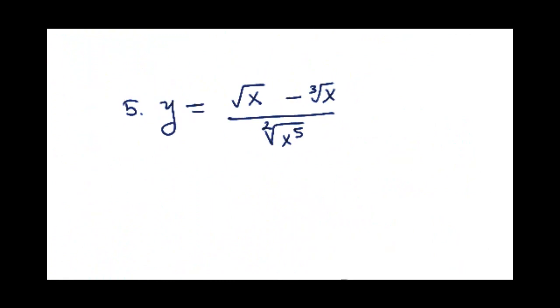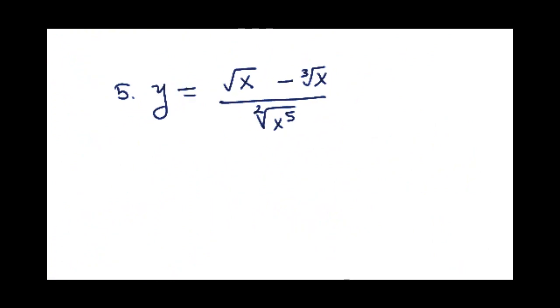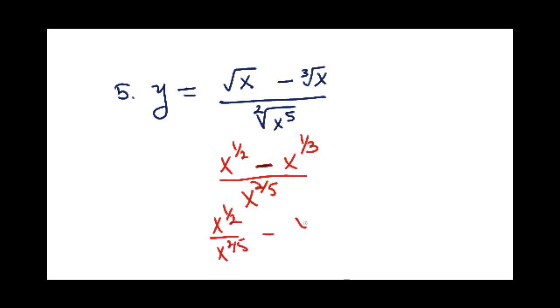Alright. You won't believe how many people panic when they see a problem like this. Just because you're a big bad calculus student, don't forget basic algebra. Again, using the power rule for converting radicals into fractional exponents, this is what you should get in the numerator, over x to the 2/5 in the denominator. And then, anytime you've got addition or subtraction in the numerator, only in the numerator can you separate them. So you can rewrite this as x to the 1/2 over x to the 2/5 minus x to the 1/3 over x to the 2/5.